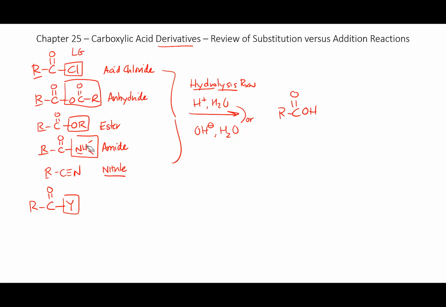Now, what can't be leaving groups? Groups that never act as leaving groups: H and C. So in carboxylic acid derivatives, you have a Y group that can leave. And you might say, but wait, carboxylic acids with an OH group, where would they be on this chart? The carboxylic acid group would be right here with its OH group as a potential leaving group.